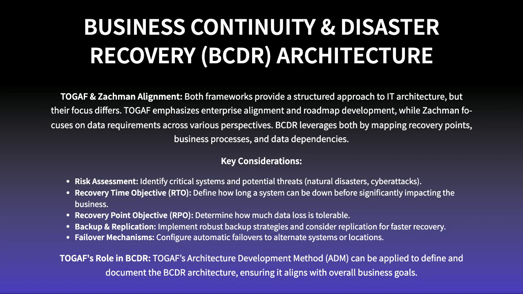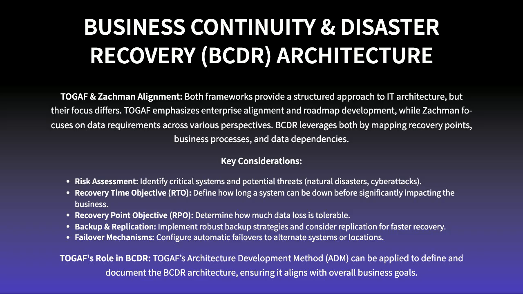Let's talk about business continuity and disaster recovery, essentially how we keep things running when things go wrong. Both TOGAF and Zachman offer helpful blueprints, but they approach AI differently. TOGAF is great for aligning the architecture with overall business strategy, while Zachman gives us a really detailed view of all the data involved. When building our BCDR plan, we need to start by understanding what's most critical, identifying the systems that absolutely must be back online quickly and protecting them from potential threats.